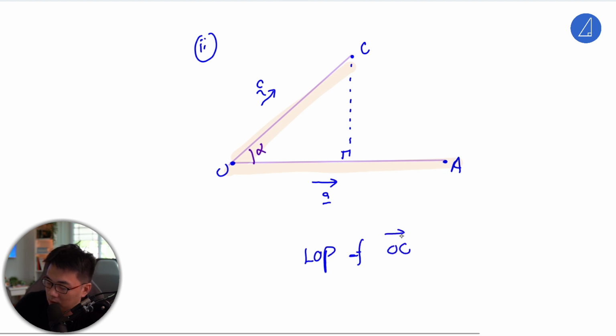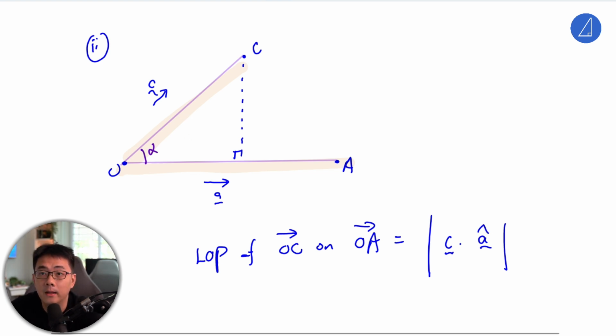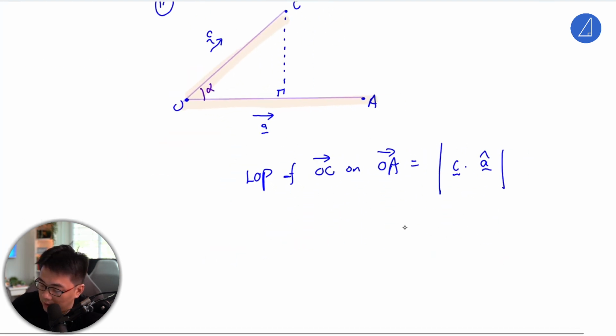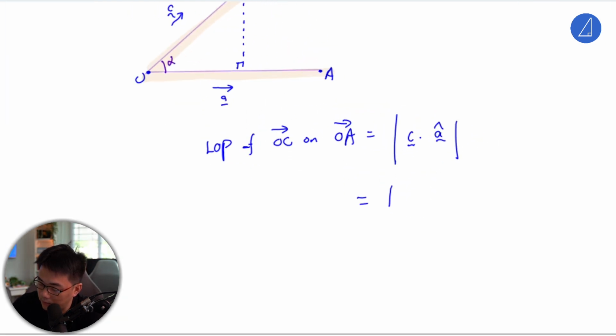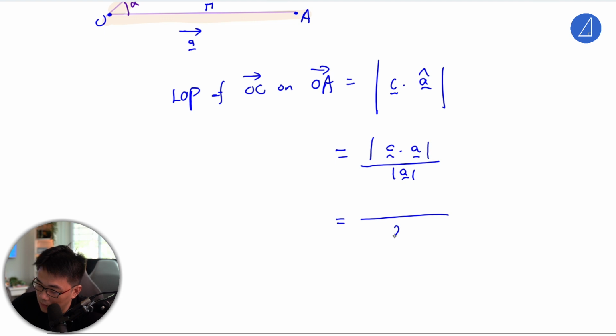So the length of projection of OC on OA would then be just dot them, so just C dot A unit vector. You do not unit vector the hypotenuse, you unit vector the adjacent side. So that's what we'll get. Then once we are done with that, we have C dot A over modulus A.